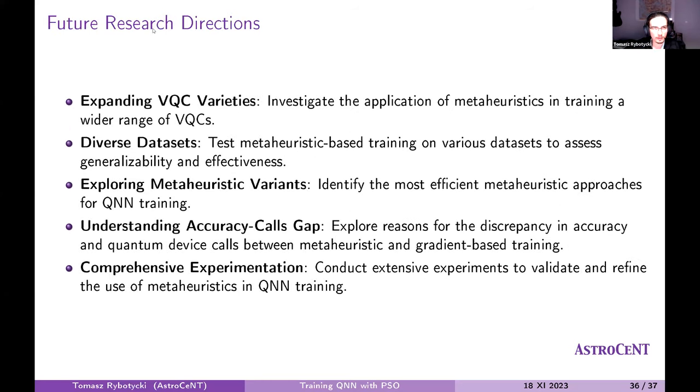Also, there are future research directions, so that basically you can only focus on comprehensive experimentation of this, because what we have to do is we have to test a lot of other stuff, so a lot of other metaheuristics, possibly different data sets, different structures of the variational quantum circuits, and all of that is to better understand this proportion of accuracy to the calls, this gap in this proportion, because I believe that there is something there.